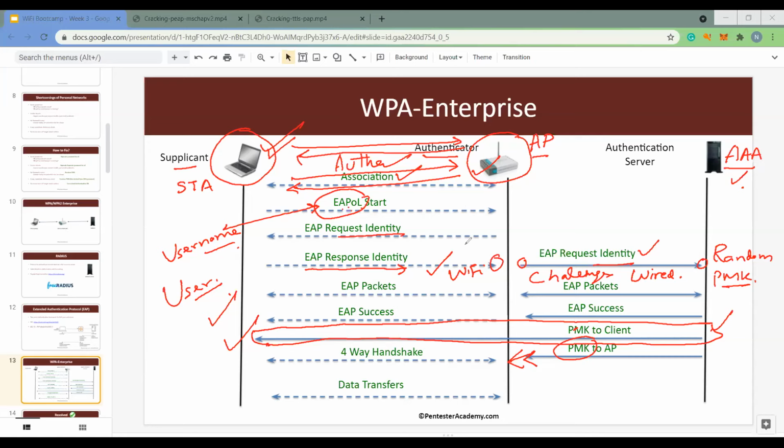Once they have the same PMK, they will perform the four-way handshake to generate the PTK on both sides. And once the PTK is generated, you already know that the TK is a part of the PTK, which will then be used to encrypt the data. So that is how it is going to be done, right? This is the process by which authentication is going to be performed.